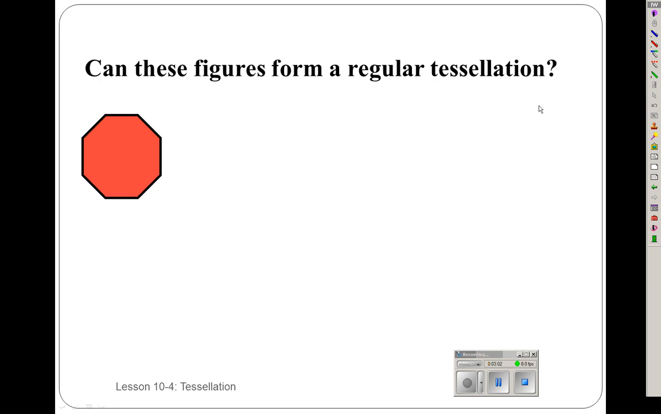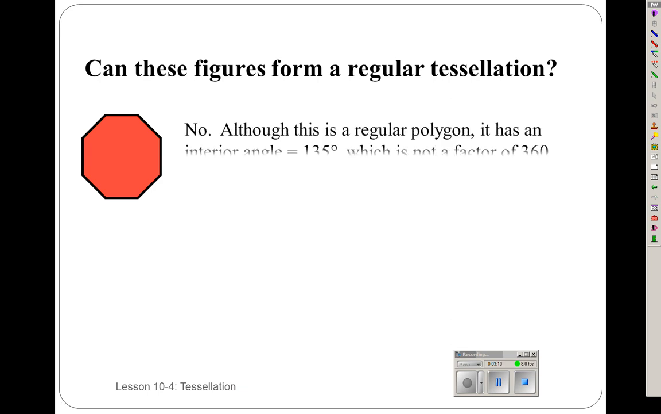How about an octagon? Well, if you do 180 times 8 minus 2 divided by 8, you get 135 degrees. And 135 is not a factor of 360. When you do 360 divided by 135, you get a decimal. It has to divide evenly in order to be a factor of 360.